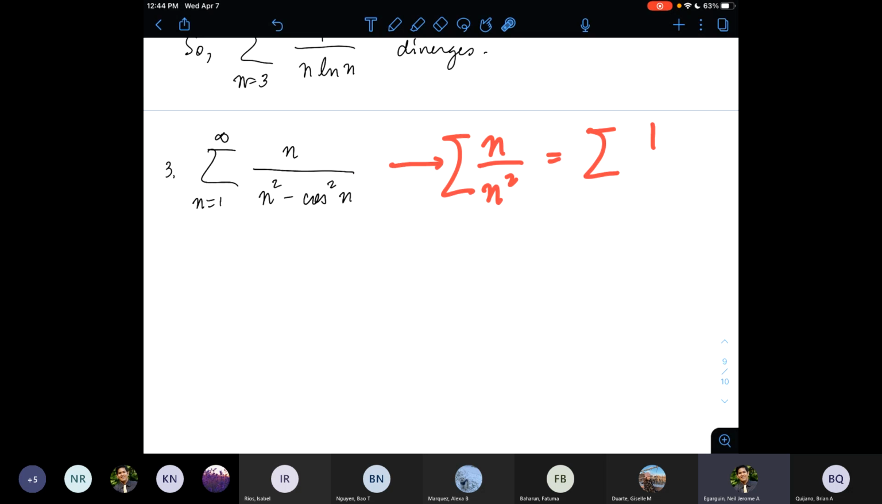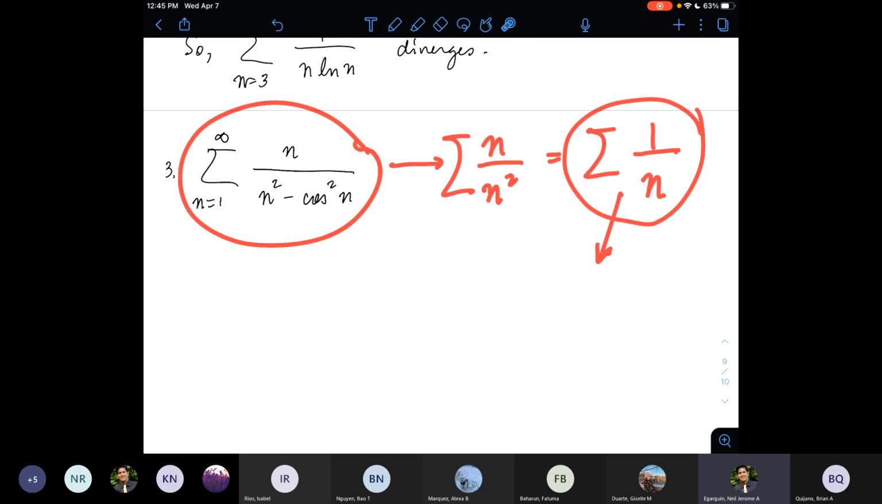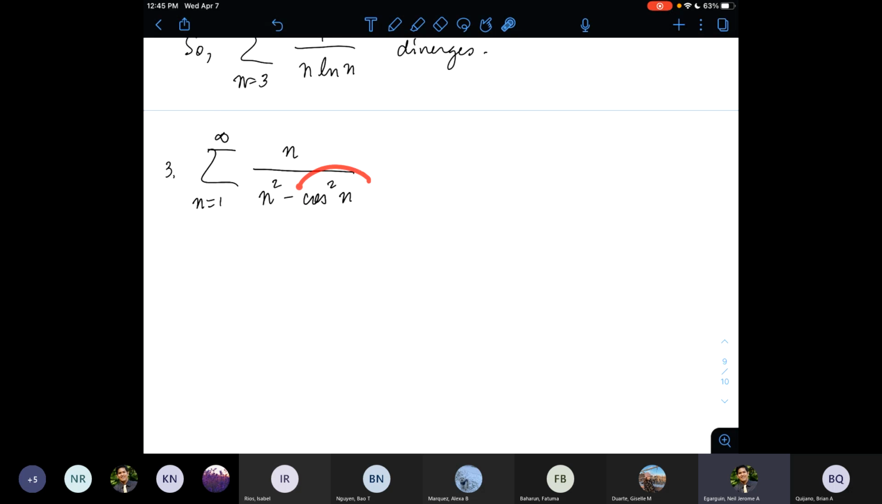But what is this? This is the summation of 1 over n, which is what? Is it convergent or divergent? Because remember, you need to know whether the testing series converges or not. So is 1 over n convergent or divergent? Unfortunately, no, Fatuma. Nice guess though. It is divergent because it's a harmonic series, right? Or it's a p series with p equals 1. So this is divergent. So my guess is that this will also diverge because they behave in almost the same way, except for the cosine squared n here. Okay. So my goal now is to compare this with a divergent series.